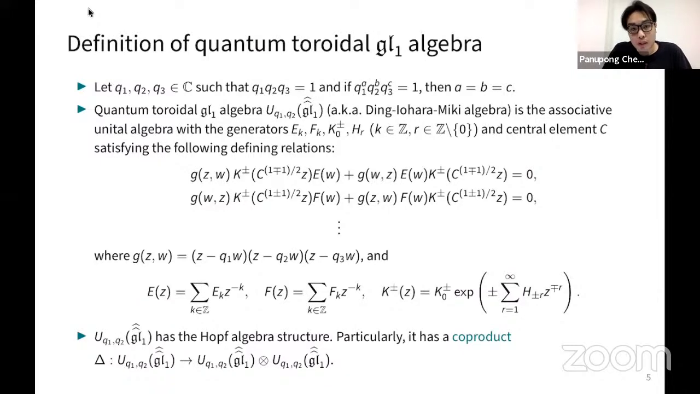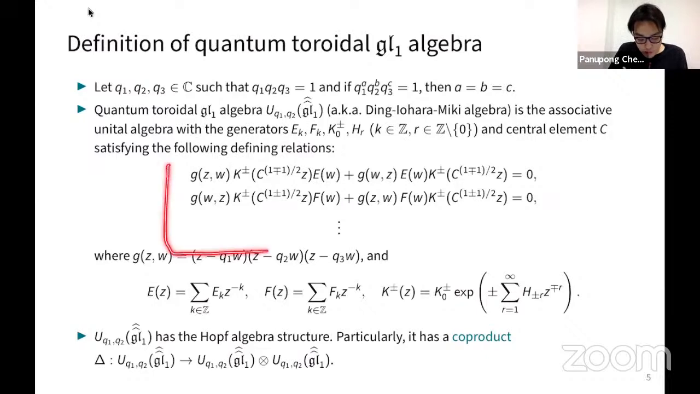I set q1, q2, and q3 to be complex numbers whose product is equal to 1. And I assume that they satisfy the condition that if the product of q1^a, q2^b, and q3^c is equal to 1, then a, b, and c must be equal. Then I define the quantum toroidal gl1 algebra to be the associative unital algebra with the generators e_k, f_k, k^±_0, h_r, and central element c. The index k runs over the set of integers and the index r runs over the set of non-zero integers. These generators are subject to the defining relations.